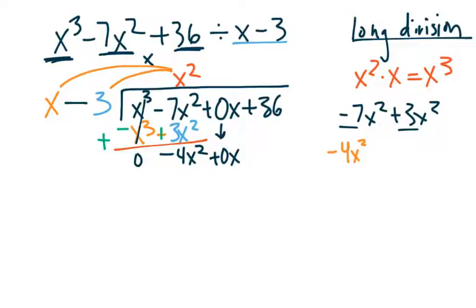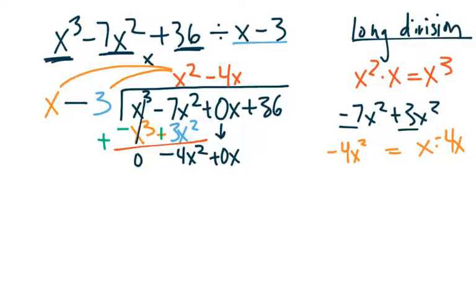Okay, how can I get my x to be the same thing? Well, I'd have to times by negative 4 and by an x for it to work, right? So we would then have a negative 4x squared. Oh, not squared, huh? Just x.